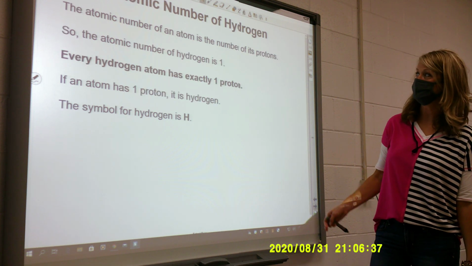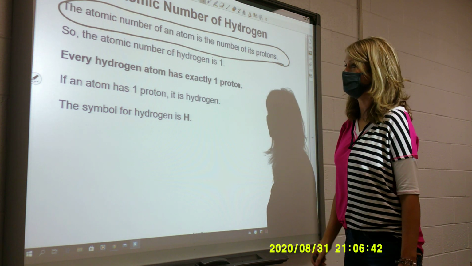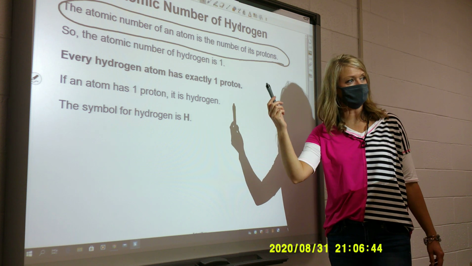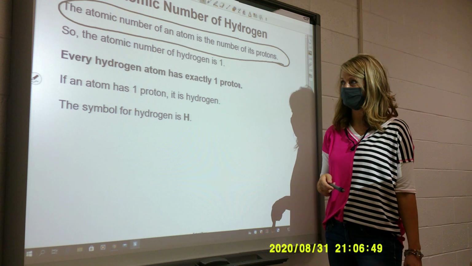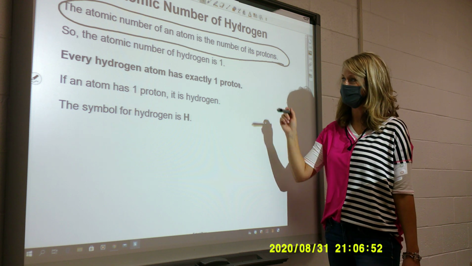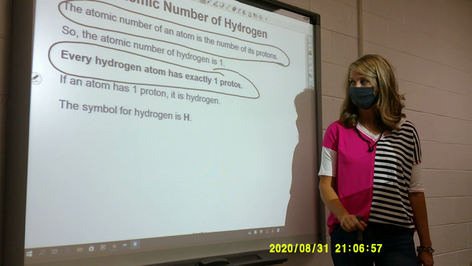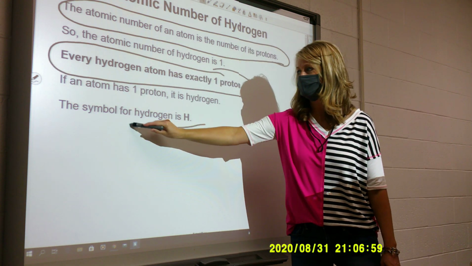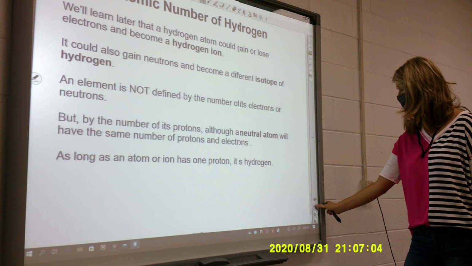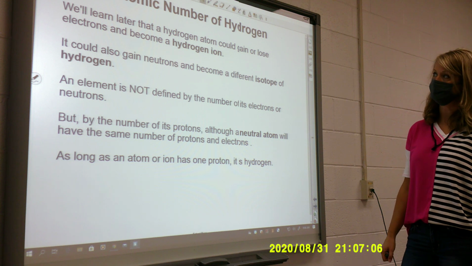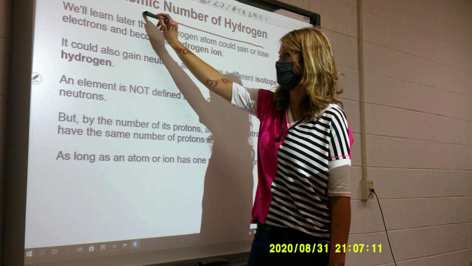Atomic number. The atomic number is the same as the number of protons. So atomic number is 1. So John, how many protons does it have? 1. Very good. Every hydrogen atom has exactly 1 proton. If an atom has 1 proton, it's hydrogen, and the symbol is a capital H. Atomic number of hydrogen. We'll learn later that a hydrogen atom could gain or lose an electron.